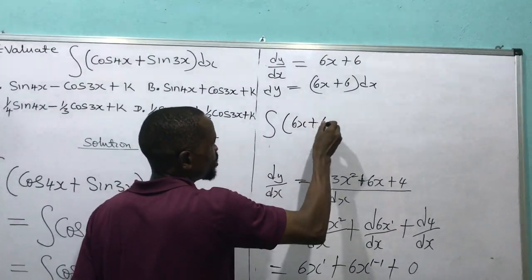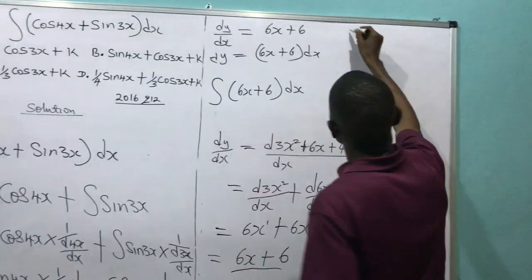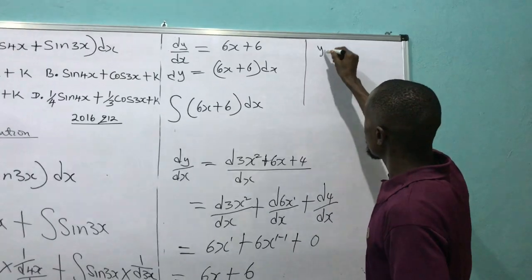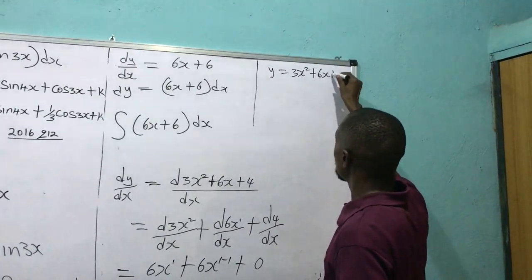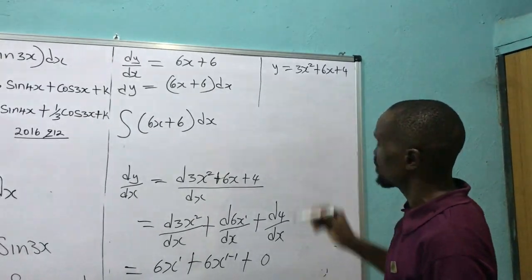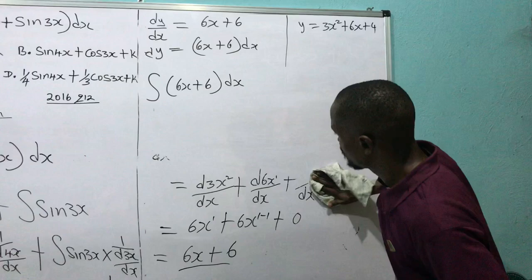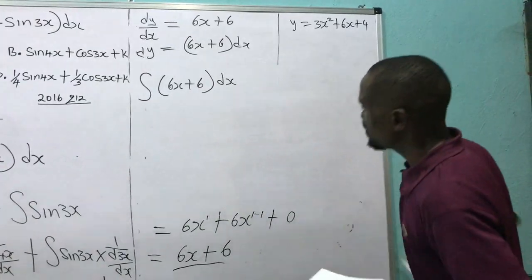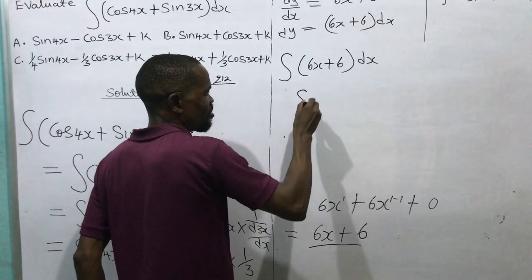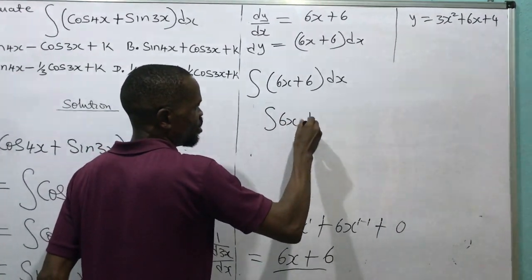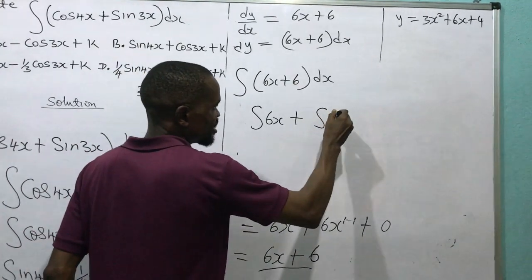6x plus 6 dx. Remember our question. Look at what we differentiated: y equals 3x raised to the power 2 plus 6x plus 4. That's what we differentiated before, and we are now going to integrate it. Let's integrate it. We now have the integral of 6x plus the integral of 6.